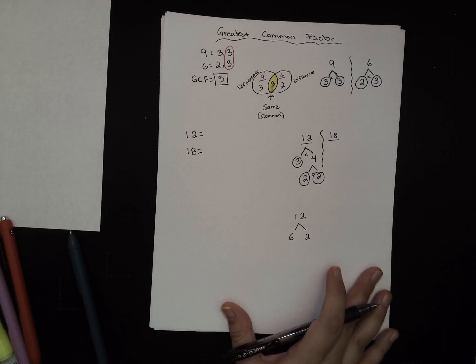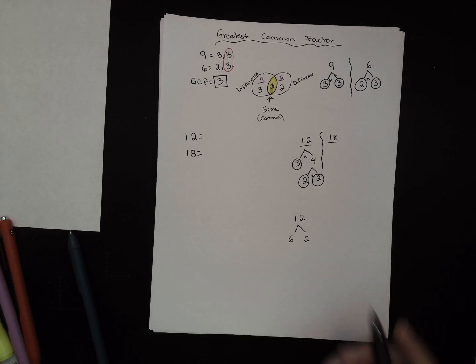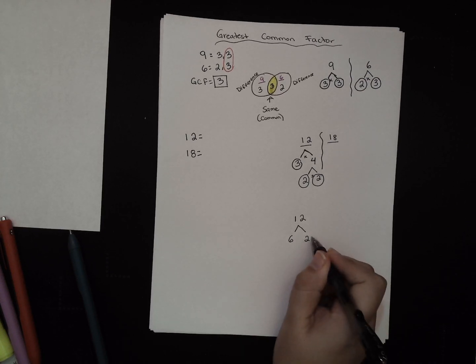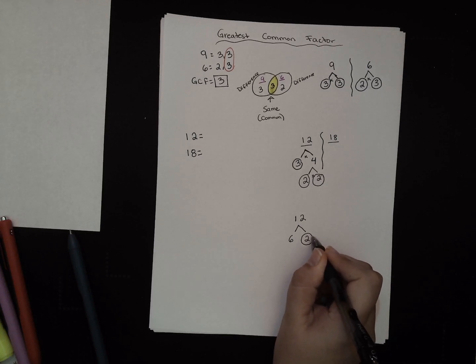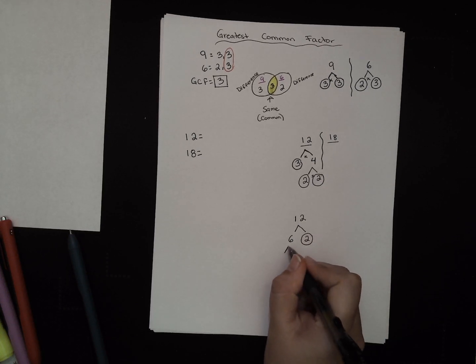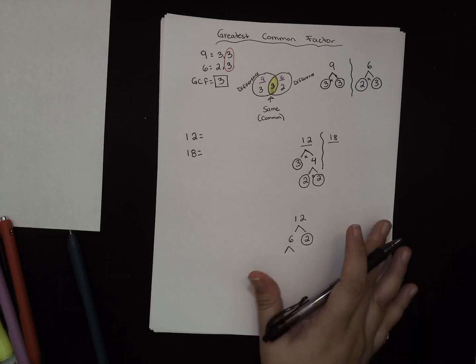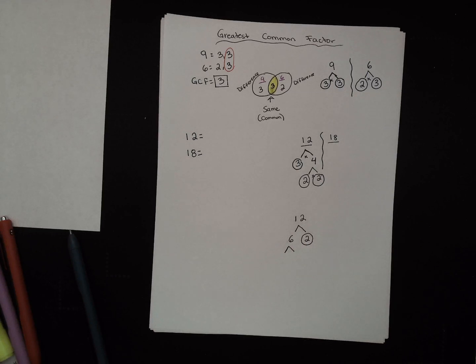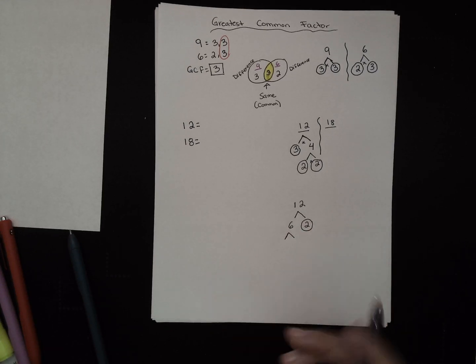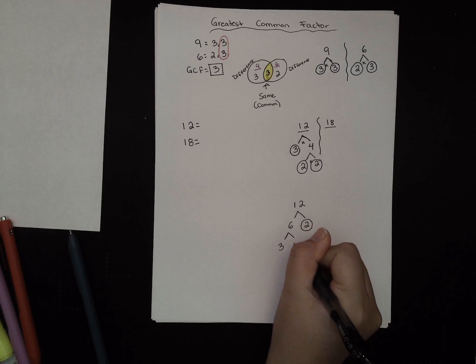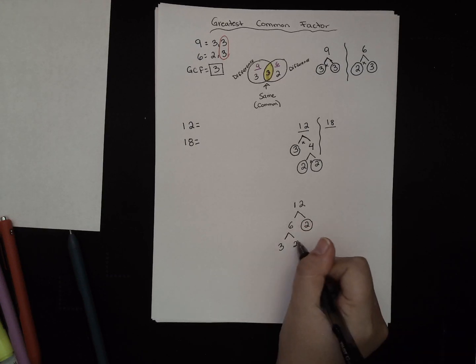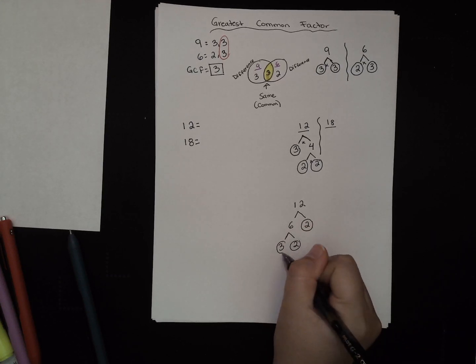Okay, 6 and 2. Now, 2 is a prime. I'm going to circle it. 6, notice, you could still break it apart, and if you break it apart, that is going to give you 3 and 2. 2 is a prime. 3 is also a prime.